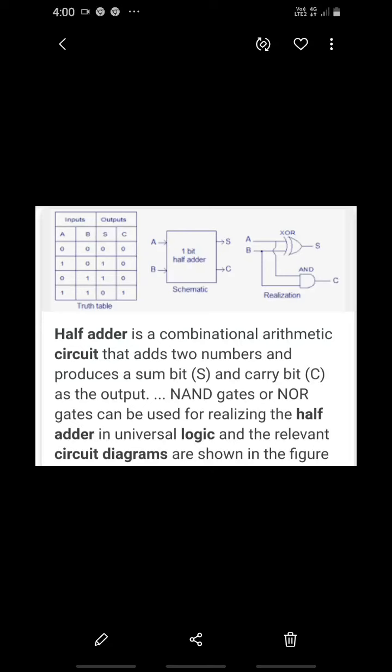Today I am explaining the half adder and full adder. Now I am explaining about the half adder.